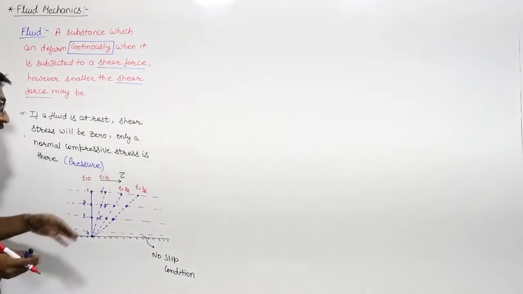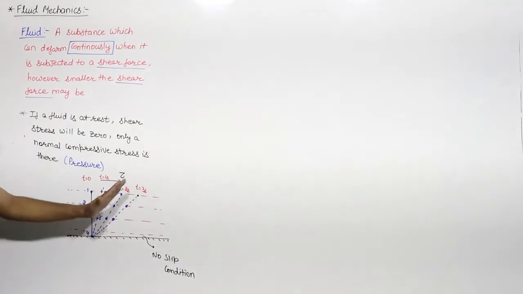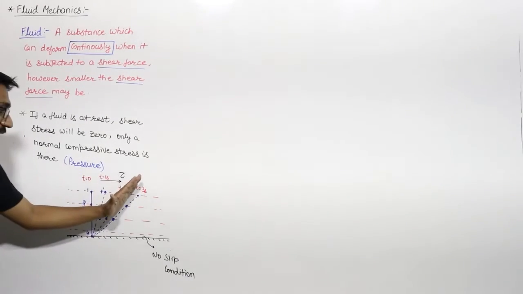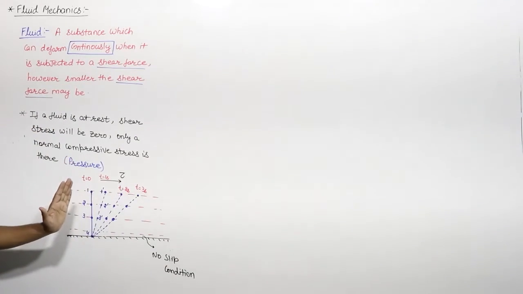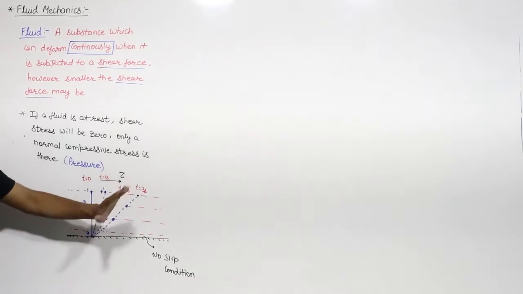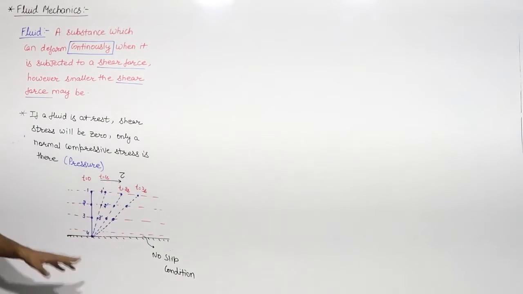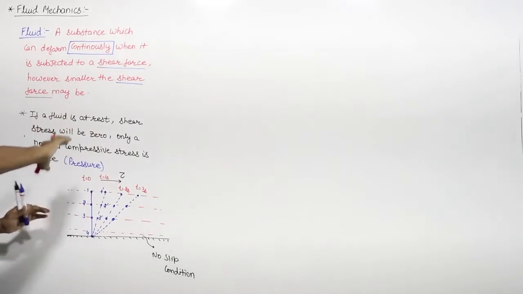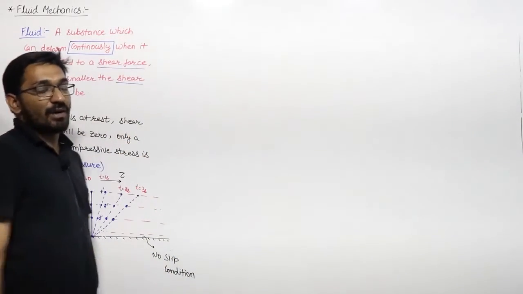And now you remove the shear stress when t is equal to 3 seconds. Then the fluid will remain at this position. The fluid will stop at this position. It will not move again in the forward direction. It will not regain its original shape. The fluid will not move in any direction if you remove this shear stress at t equal to 3 seconds. So this is the meaning that the fluid moves continuously if you apply a shear stress on the fluid element.